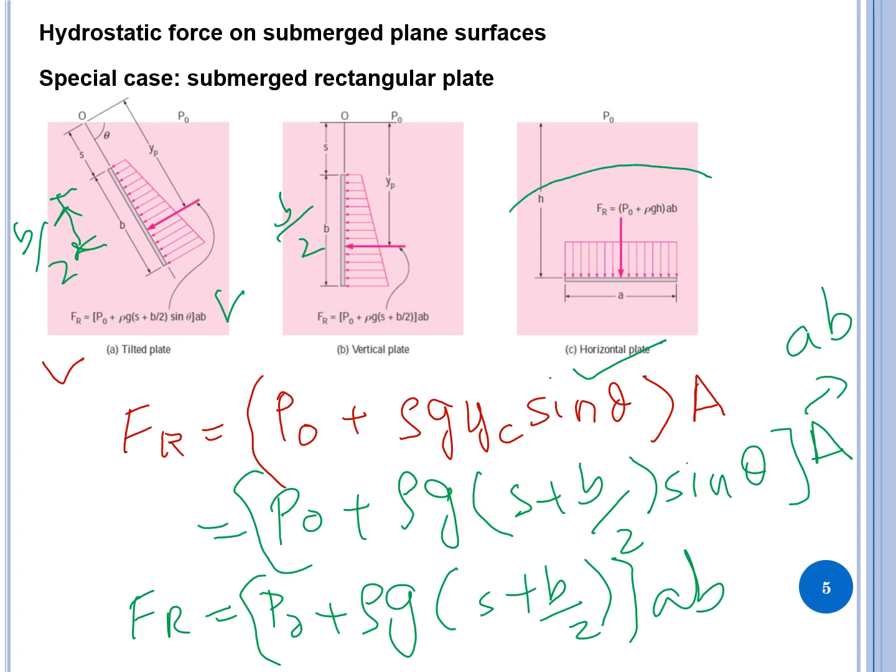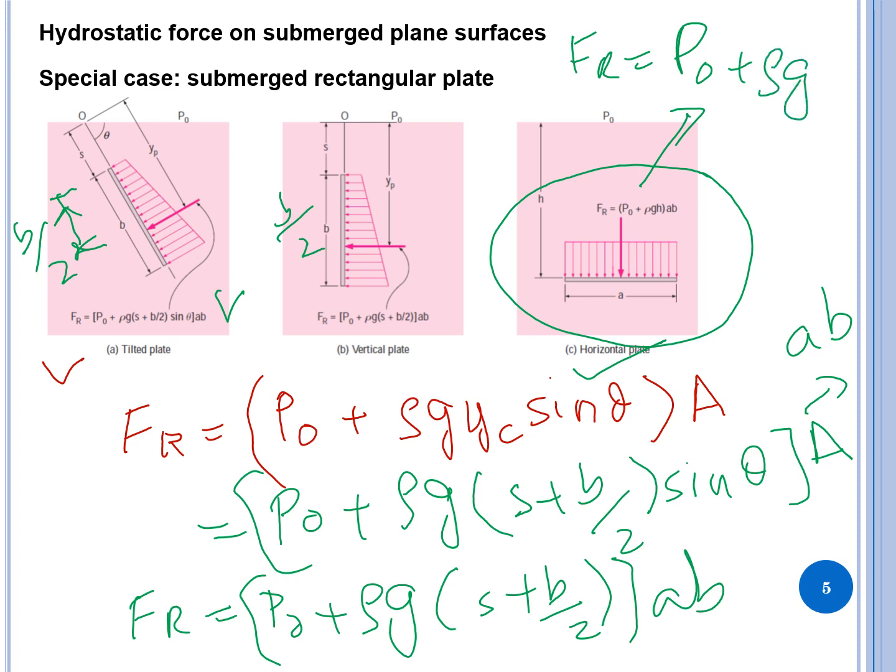Now for a perfectly horizontal plate, we go back to the basics. FR is going to be P naught plus rho G H whole times area, which is AB. So these are some special cases for a rectangular plate. For a rectangular plate, you just need to know the centroid location. In that case it was B over 2. For a perfectly horizontal plate, it's the height of the fluid above that horizontal plate that will dictate the pressure.